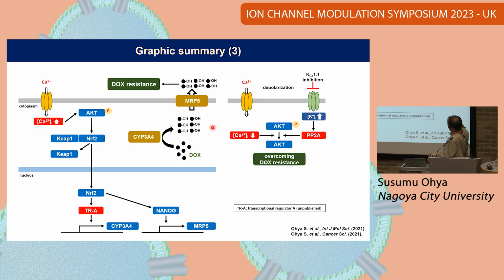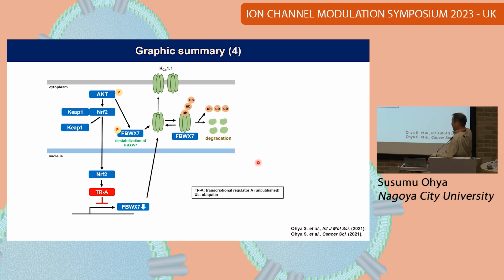So this is the final summary about the doxorubicin resistance. Cancer stemness induced the activation of AKT signaling and trans-activation of CYP3A4 and MRP5, which induced the metabolizing of doxorubicin and the efflux of doxorubicin, resulting in the resistance to doxorubicin. And KCa1.1 inhibition inactivated the AKT signal pathway and overcame doxorubicin resistance.